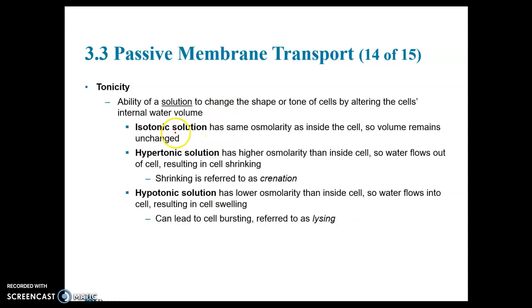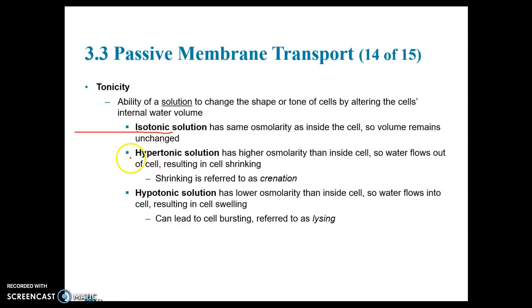Now, we're going to talk about tonicity. Tonicity is the ability of a solution to change the shape or tone of cells by altering the cell's internal water volume. We look at red blood cells a lot in situations with tonicity. If a red blood cell is placed into an isotonic solution, meaning the blood plasma is isotonic compared to the fluid inside the red blood cell, then the red blood cell will not change shape. There will not be a net movement of water in or out of the cell, so it won't swell and it won't shrink. It'll stay the same size.